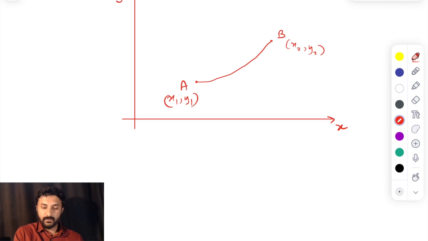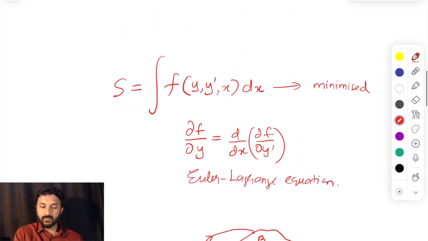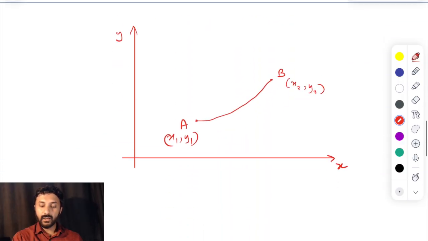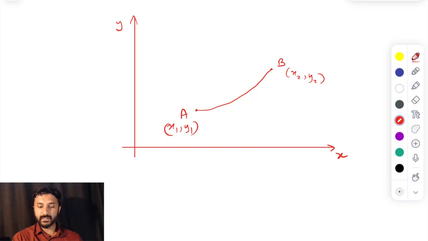So rather, if you look back at what we had discussed earlier, we have to set up an integral of a function of y dash and x, and then try to minimize it, right? And in trying to do that, we can use the Euler-Lagrange equation, and then solving that will give us the required solution.